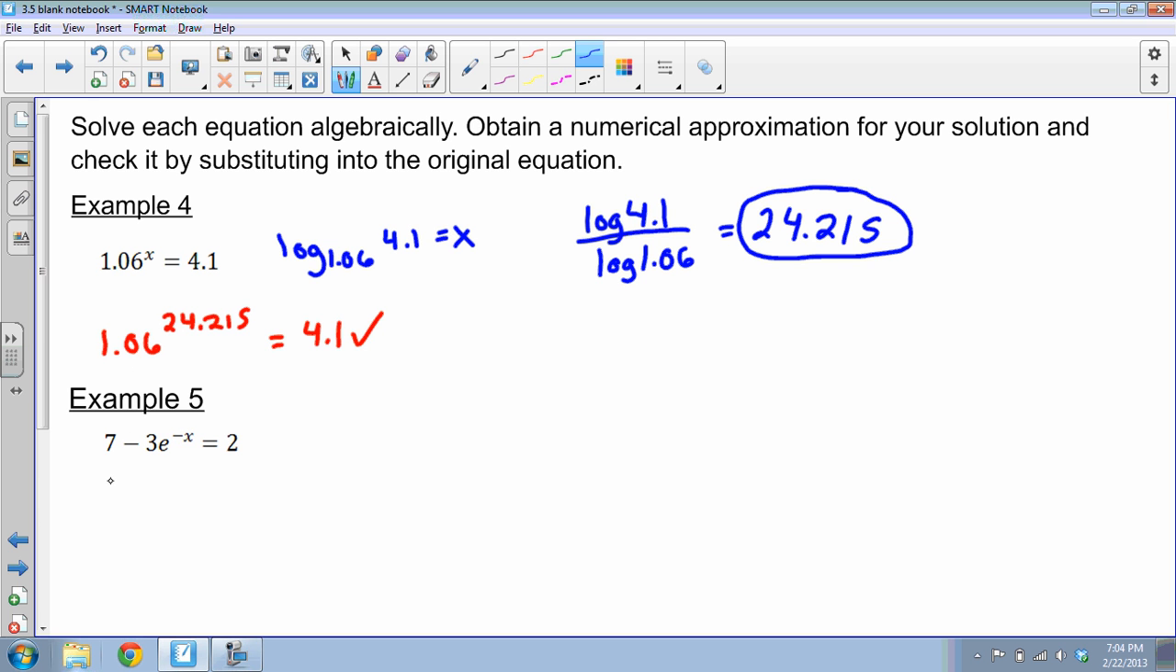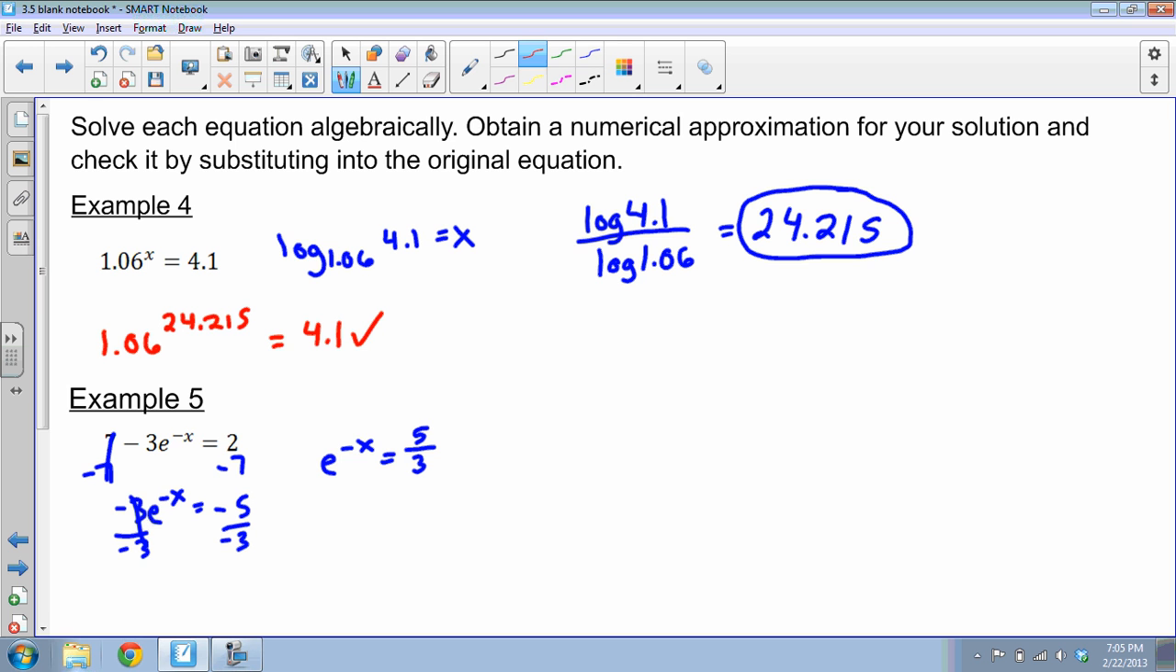Example 5, we want to start off by, let's get this e by itself. When we have e in an equation, there's something we can do that's a little cooler. We can use natural logs, which a lot of times, I don't know, it seems like it works out nicer. Anyway, 2 minus 7 here is negative 5. Let's divide by negative 3. And that gives us e to the negative x equals a negative and a negative cancel and give us 5/3.